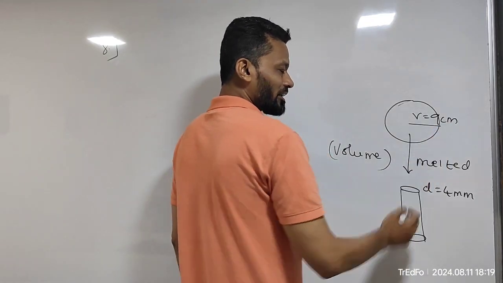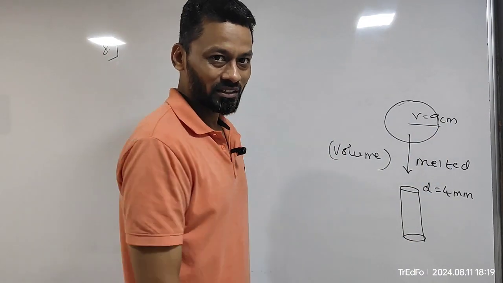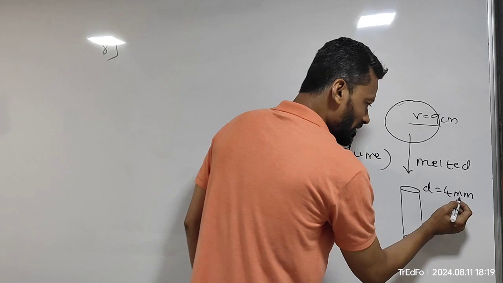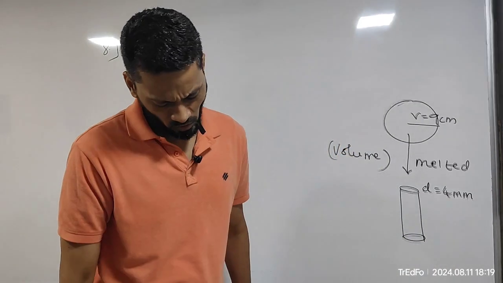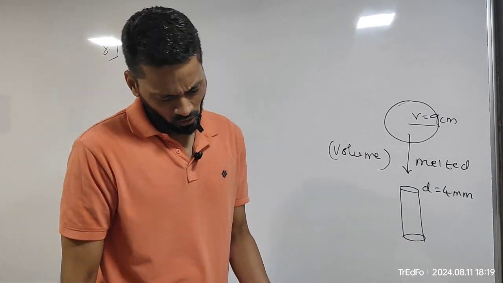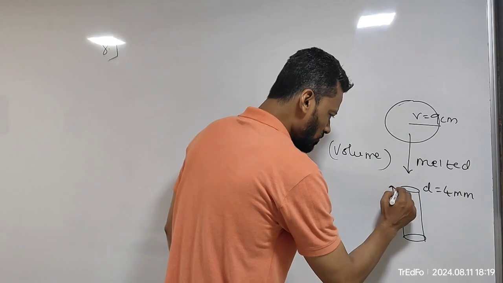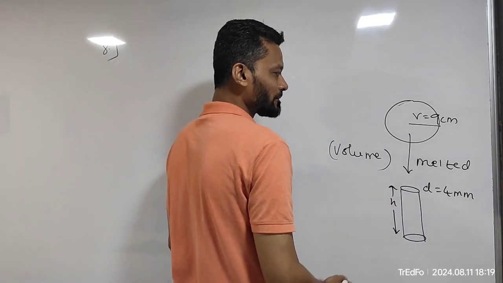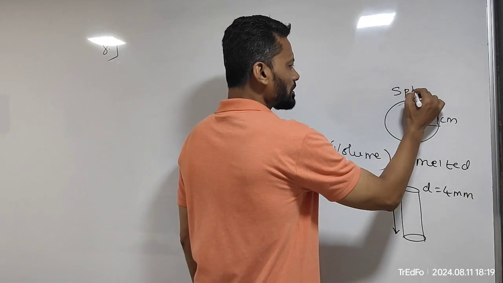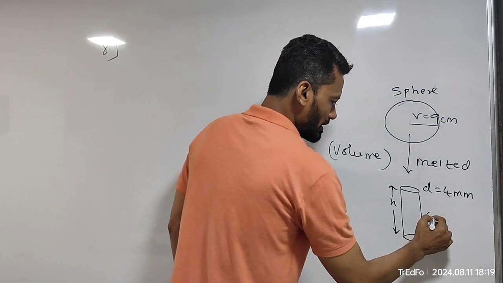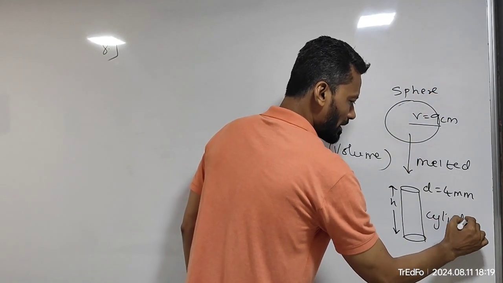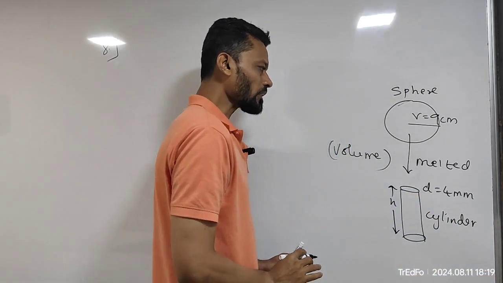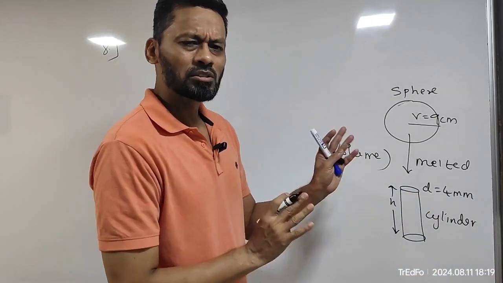Now again, be careful. Centimeter to millimeter conversion is required, and you need not worry because they have asked to find the length of this wire. That means they are asking you to find the height of this cylinder. Simple, the sphere is given and this is the cylinder. Two objects are in front of us. Don't take any tension, it is very simple.